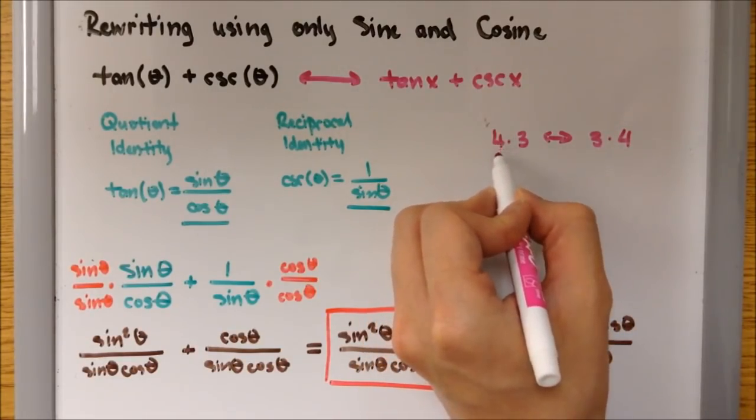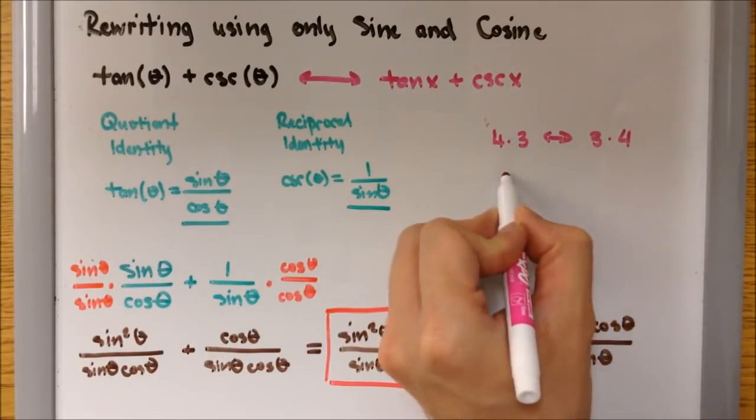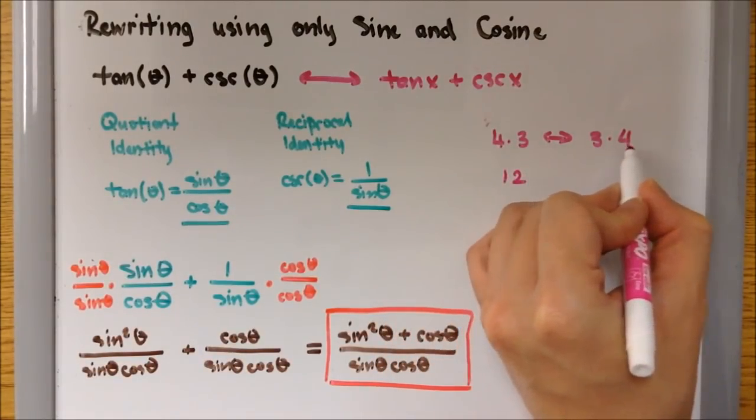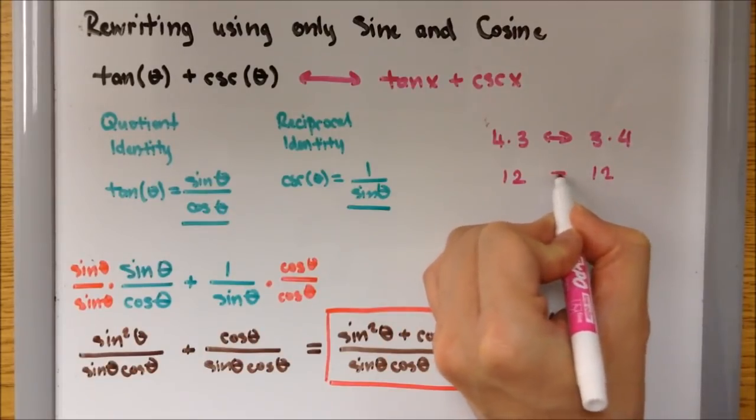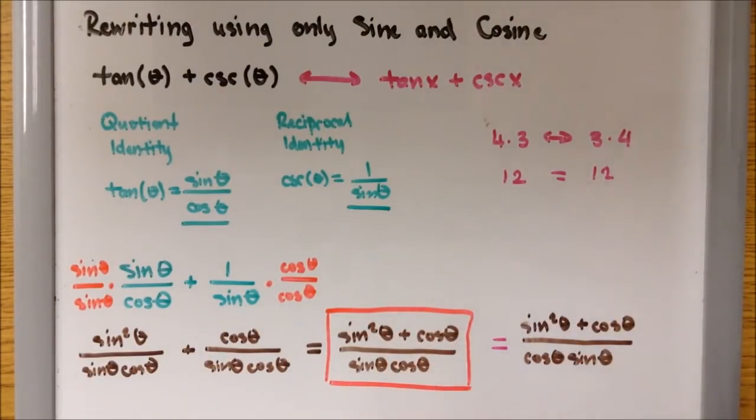If I were to relate it in terms of numbers, 4 times 3 is 12, and 3 times 4 is also 12, which is the same thing. So this is the same thing as the one we boxed. So sine squared theta plus cosine theta over sine theta over cosine theta is the same thing as sine squared theta plus cosine theta over cosine theta plus sine theta. So it's okay if you switch the trig function on the denominator, as long as it's multiplying, it's okay.